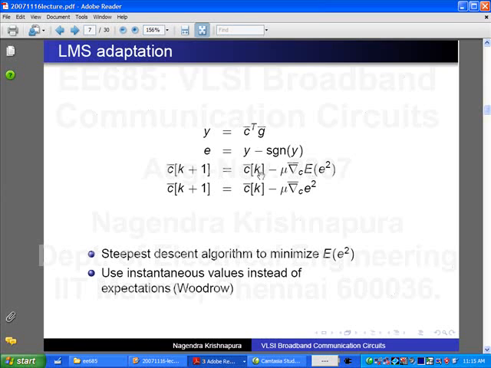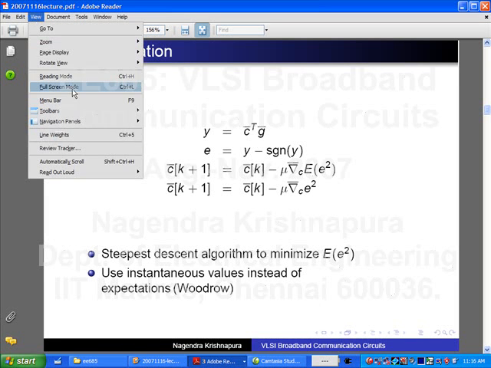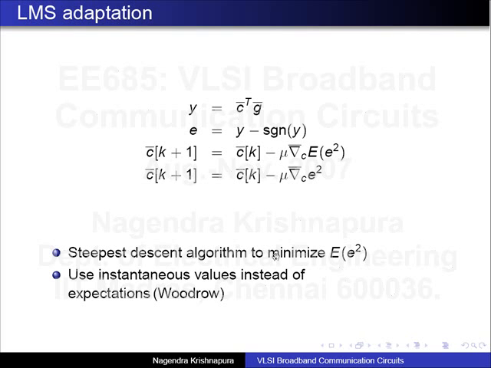So the coefficients are updated using this. What you really should be updating is using the gradient of the expectation of E square. The expectation of E square is the mean square error, right? But someone proposed that instead of using the expectation, which is hard to find, since you have to find some time average or average over something, you simply use the instantaneous value of the gradient. That was due to Widrow. I don't have the full reference here, but you can just put that in Google and get the reference. It turns out to work quite well in practice. That's why it's very popular.